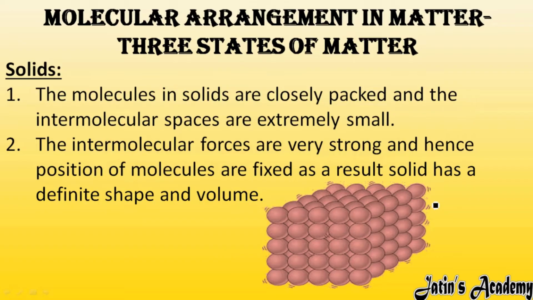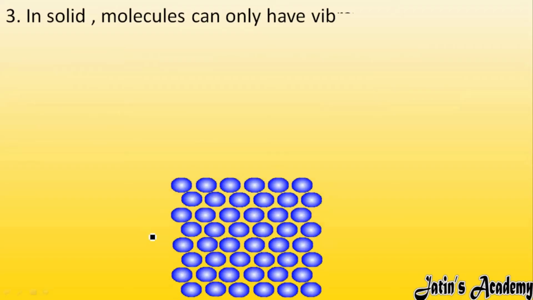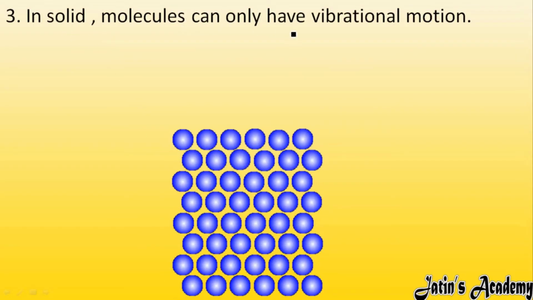Here, for example, I have a table. You can see that particles are very close to each other, meaning particles have too much force of attraction. If particles have too much force of attraction, they have a definite shape. We cannot change the shape of the table. Plus they have a definite volume also, meaning the space occupied is also definite, is also the same. Clear?